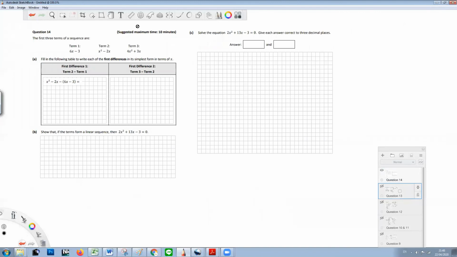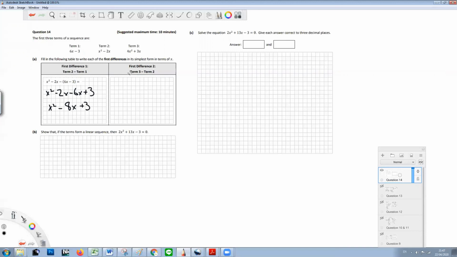So it says the first three terms of a sequence are these values. We have three terms in the sequence, term 1, term 2, term 3. Fill in the following table to write each of the first differences in its simplest form in terms of x. So the first difference is term 2 minus term 1. So we're going to be left with x squared minus 2x minus 6x plus 3. So that's x squared minus 8x plus 3. So that's our first difference.